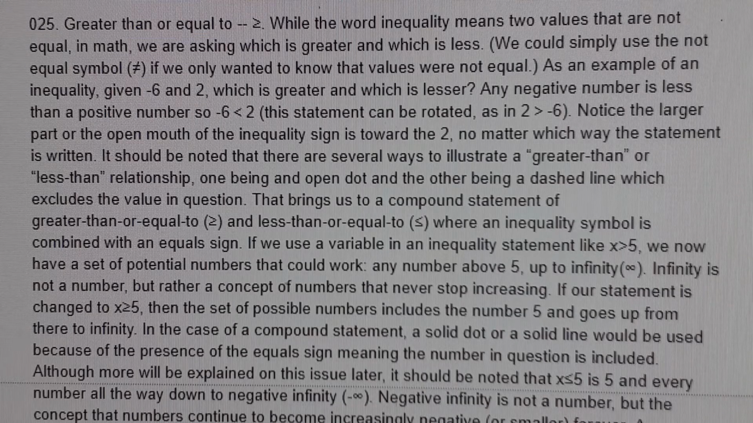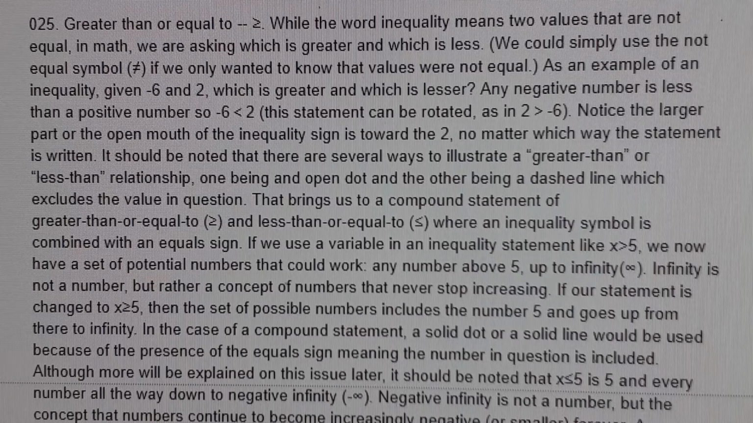It should be noted that there are several ways to illustrate a greater than or less than relationship, one being an open dot, and the other being a dashed line which excludes the value in question. That brings us to a compound statement of greater than or equal to, which is a greater than symbol with one line of an equal sign, and less than or equal to, which is a less than symbol with one line of an equal sign, where an inequality symbol is combined with an equal sign.